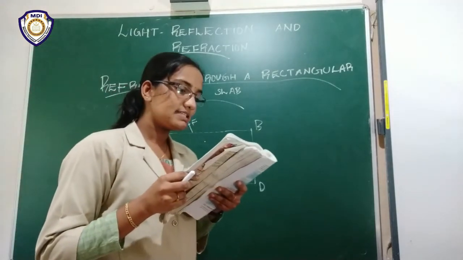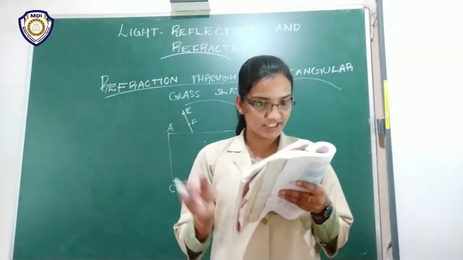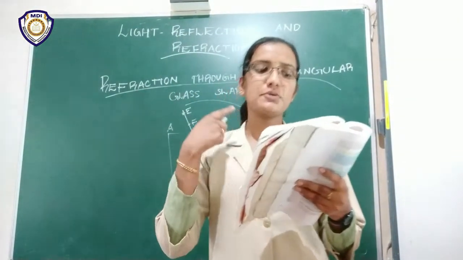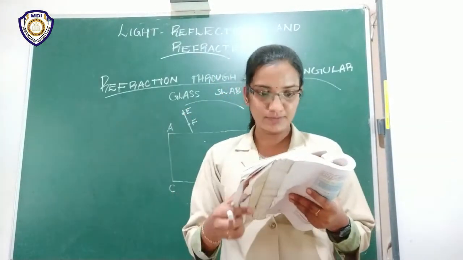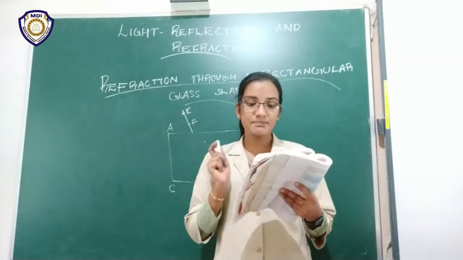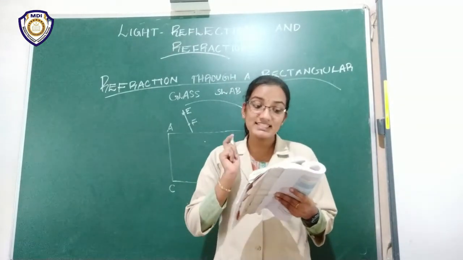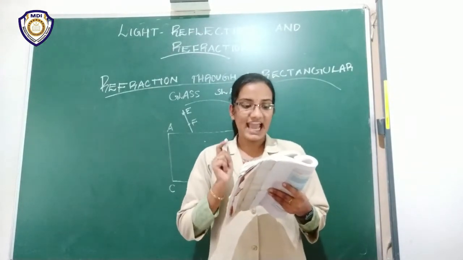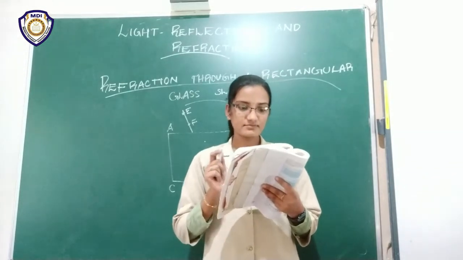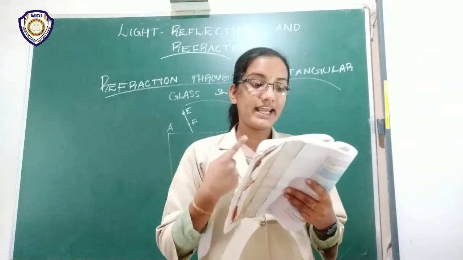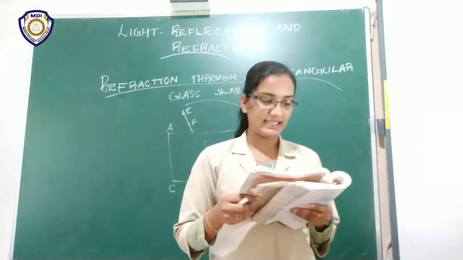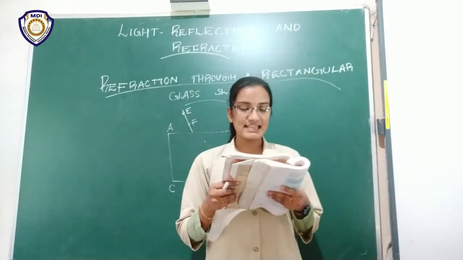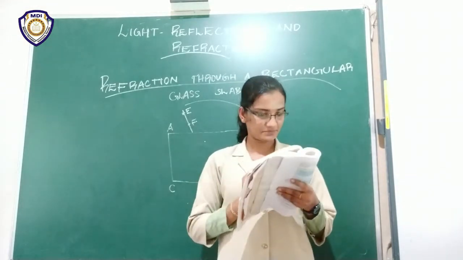Look for the images of the pins E and F to the opposite edge. Fix two other pins, say G and H, such that these pins and the images of E and F lie on a straight line. Remove the pins and the slab.